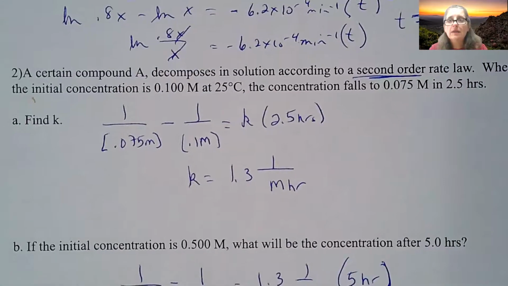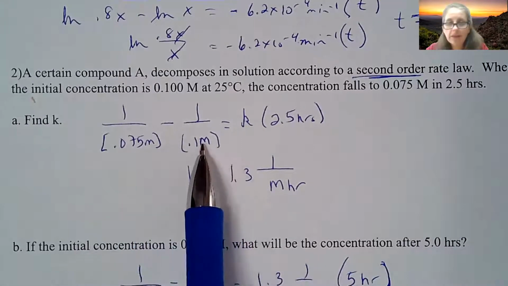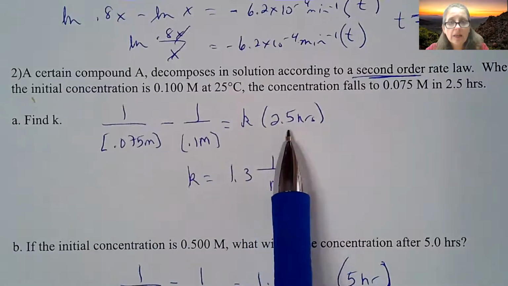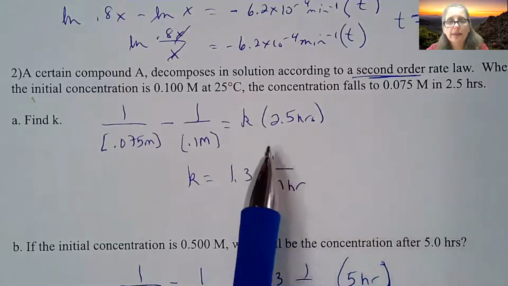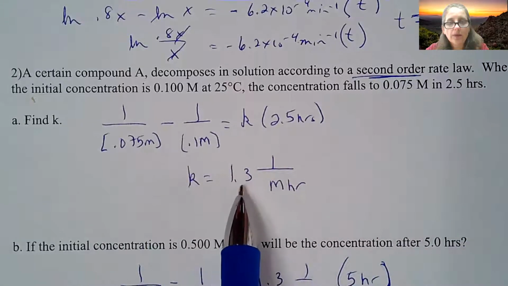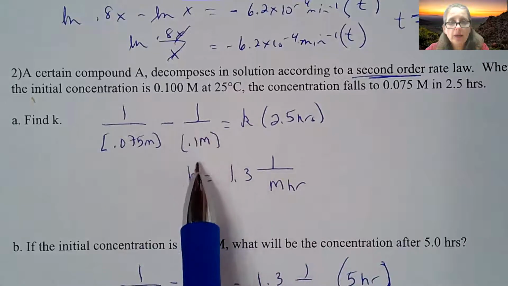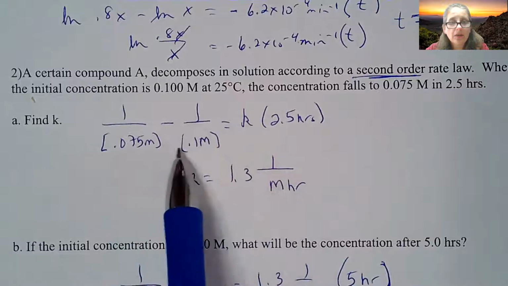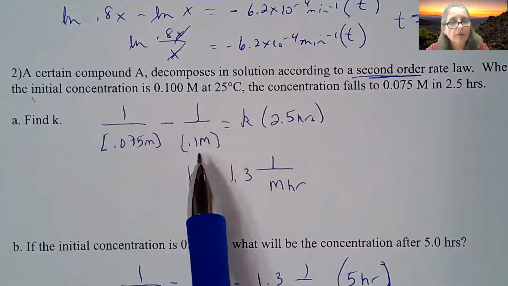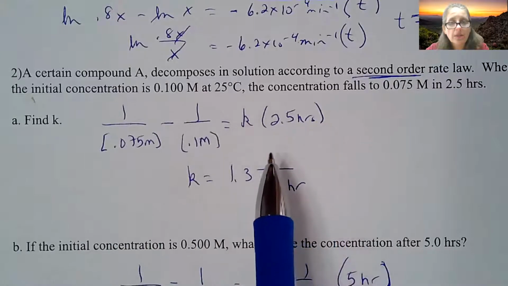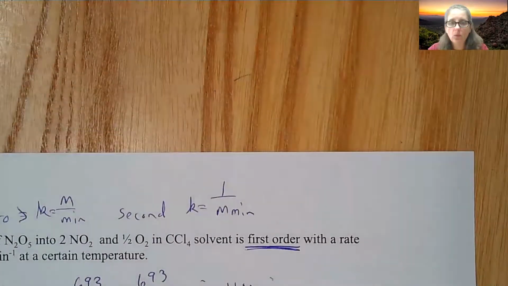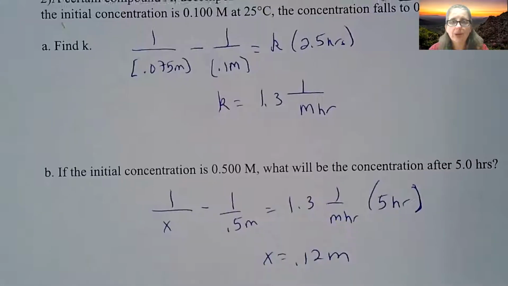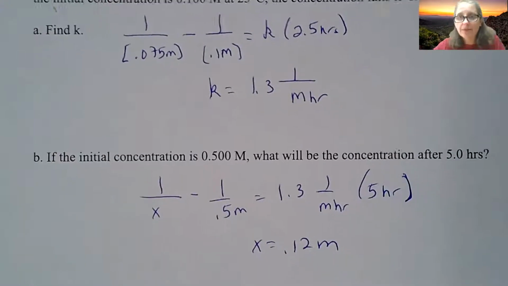Because it told you it was a second order reaction, you want to use that equation. So the final concentration is 0.075, the initial concentration is 0.1, equal to K times 2.5 hours. And again, K is positive because it is a positive slope line. So you solve for it, you get 1.3. Now, the tricky part here is to recognize that in order to cancel everything out, the molarities are 1 over molarity over here, and hours is over here. So that means your unit is 1 over molarity hours. Second order reactions are going to be 1 over molarity times time. Remember either one of those.